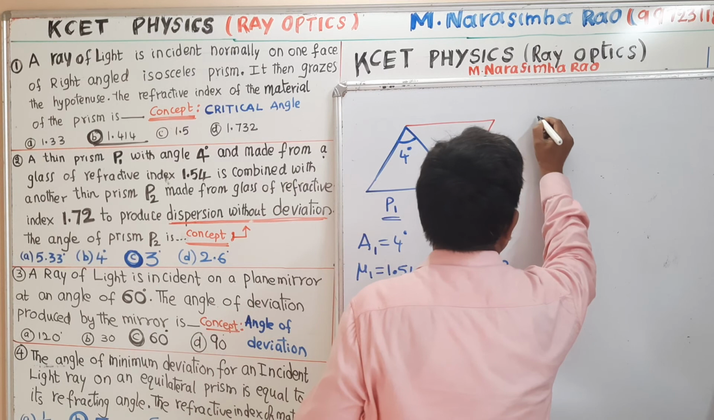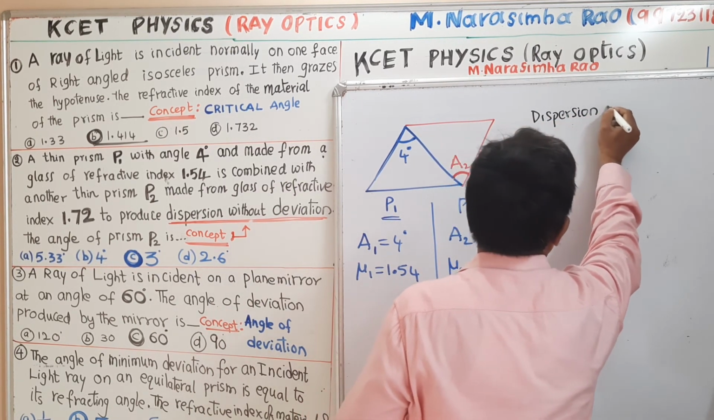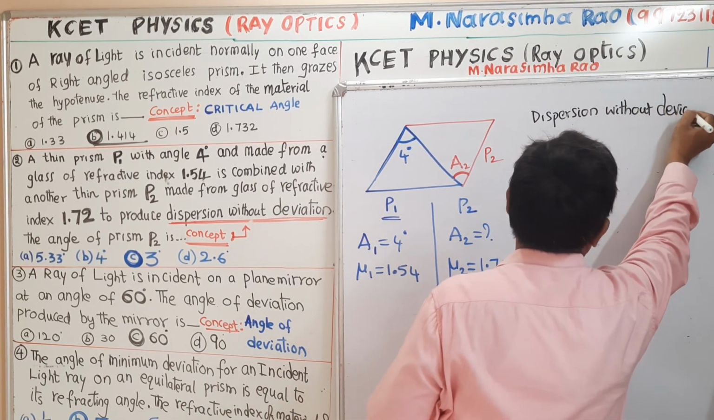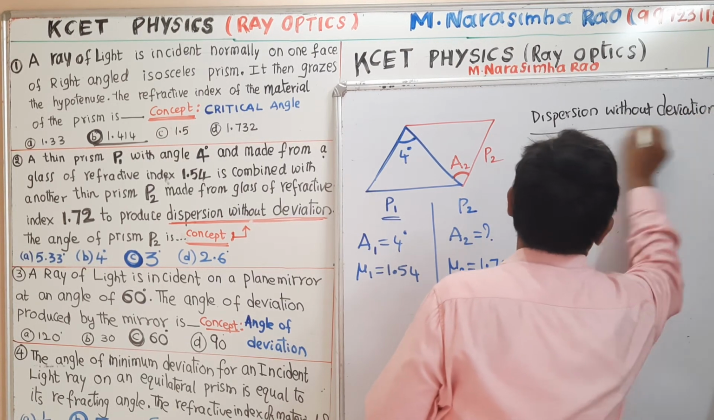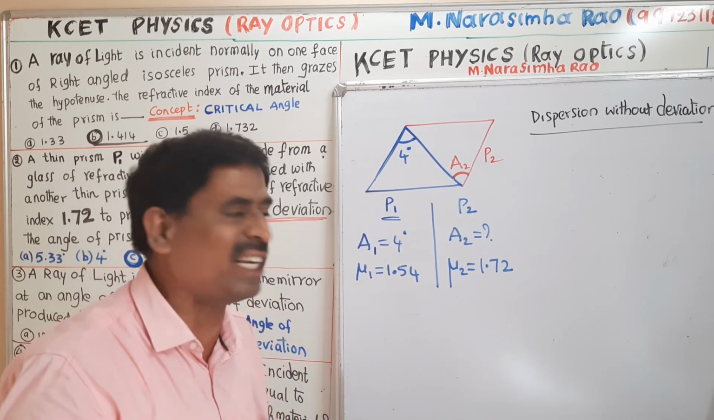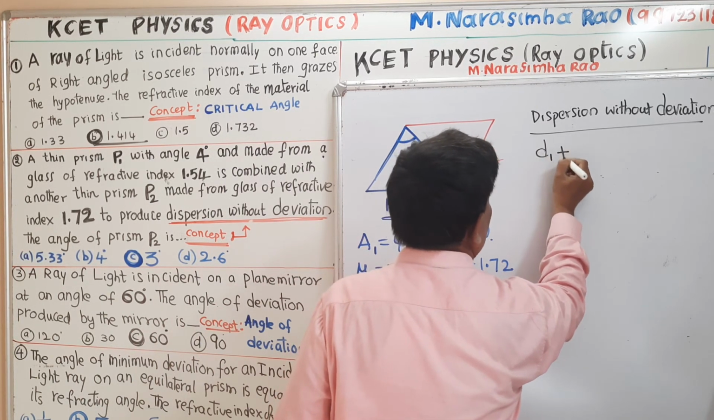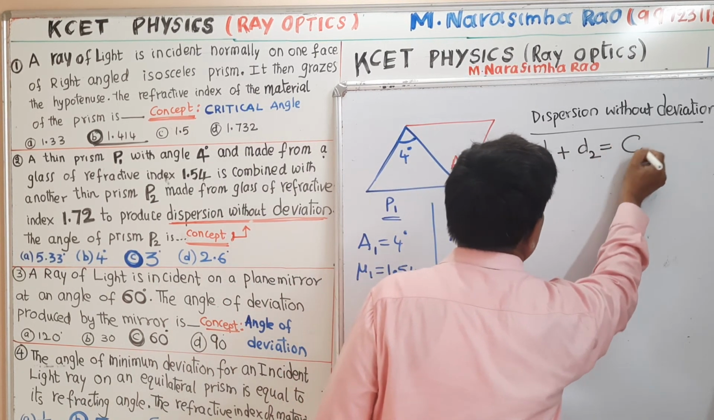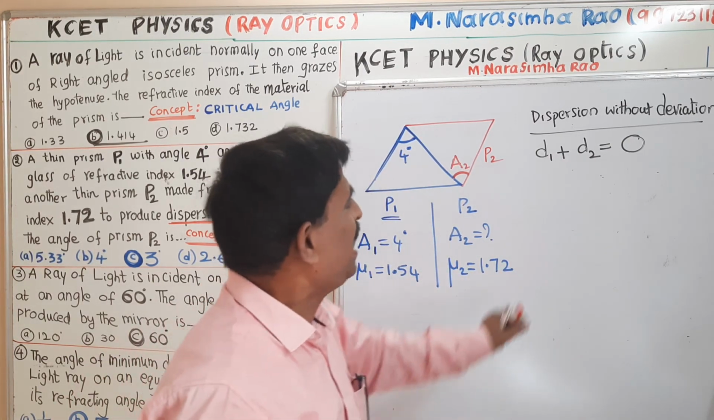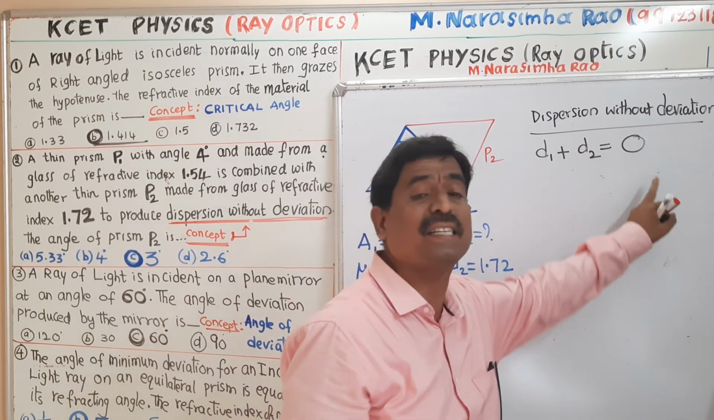Now, condition: dispersion without deviation. Deviation of the first prism plus deviation of the second prism is 0. They said without deviation, so deviation is 0. Deviation produced by the first prism plus deviation produced by the second prism is equal to 0.